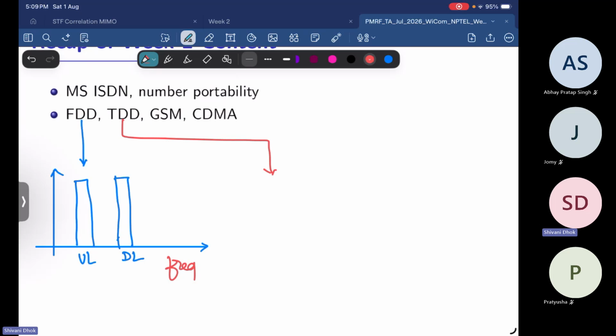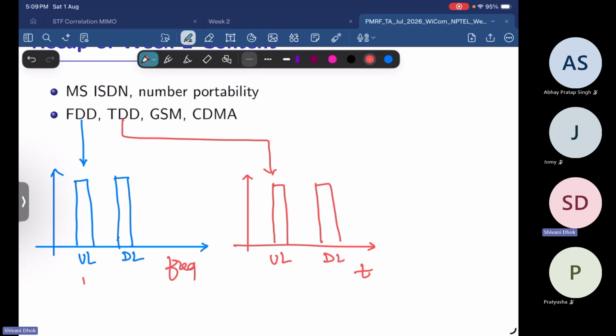Then we looked at TDD. For TDD, we said that instead of having uplink and downlink transmissions at two different frequencies, let the base station and the user transmit on the same frequency, but at different time instances. So that is something that we call time division duplexing. So you are duplexed, but in time. Uplink will happen at some particular time instant, and then downlink will happen at another time instant, but on the same frequency. So this is on the same frequency.